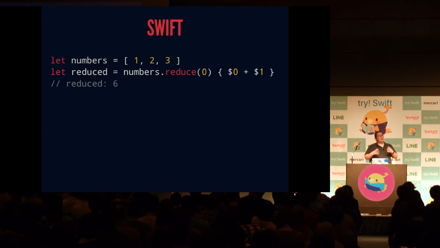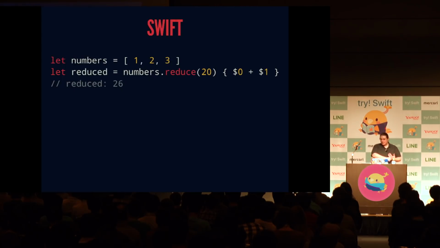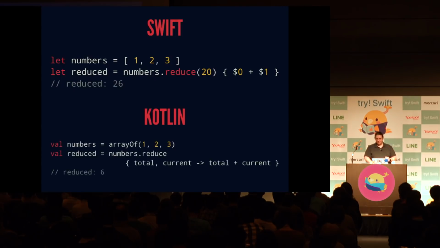But if you want to start somewhere other than 0 or a similarly empty value for whatever you're reducing, you can do that easily by changing the initial value. Here I changed it to 20, now the result is 26. So you're probably familiar with that part, but when you go to use reduce in Kotlin, it turns out that the reduce function has no initial value. It always starts with an empty value of whatever type is expected to be returned. So a 0 value for integers in this case.